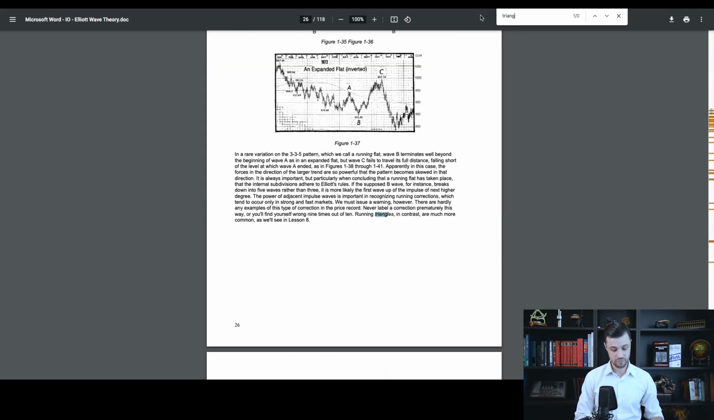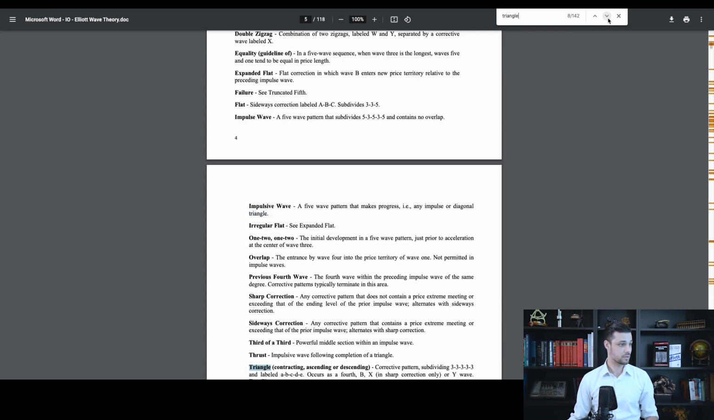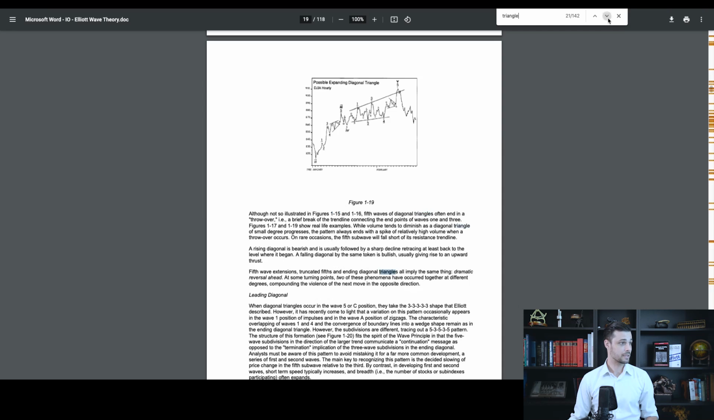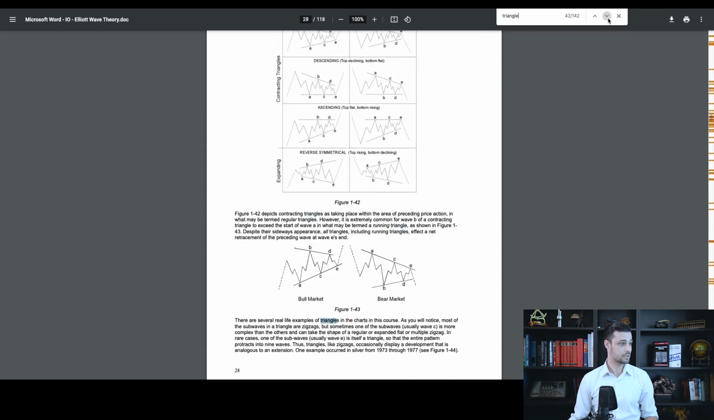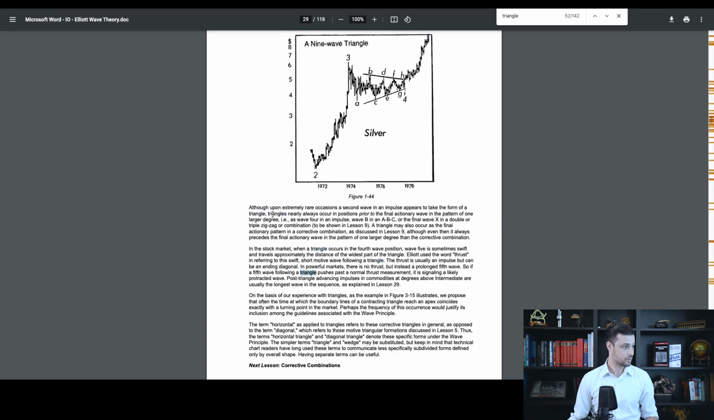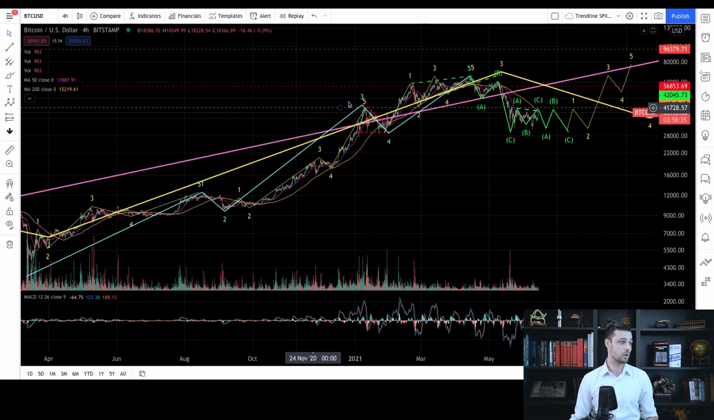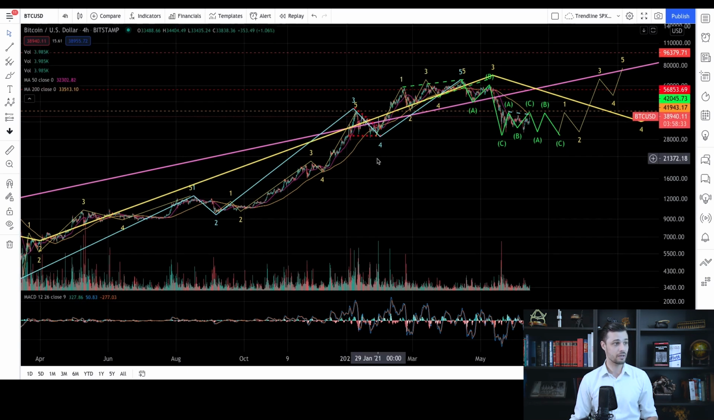This is the Elliott wave course, guys, that I use a lot. It's my Bible. And here I'm just showing you guys something that is interesting for you to know. Okay, triangles nearly always occur in positions prior to the final actionary wave. So this is what we're having on AMC, and this is what we had here. And then we had our 5th wave.